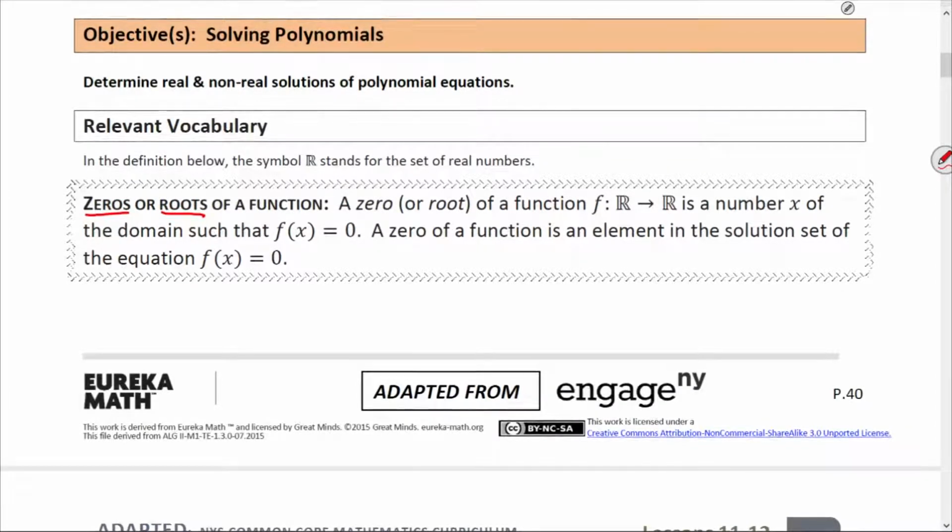We use them interchangeably. So a zero, or root, of a function that maps from the real numbers to the real numbers is a number x in the domain such that f of x equals 0. So it's the number for x that if I plug it into the function, then it's equal to 0. That's really what a root or a zero is: the value of x that I can plug into the function and it will equal 0. So this really drives how we solve equations.